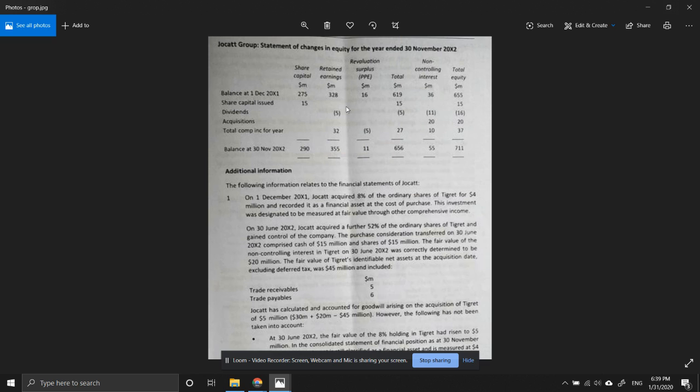So an important thing to look out for is dividend. There has been a dividend payout. Okay, 5 million. There has been a dividend payment of 5. NCI case is 11. Okay, and then a revaluation reserve has decreased by 5 million. Okay, we'll look at that as well.